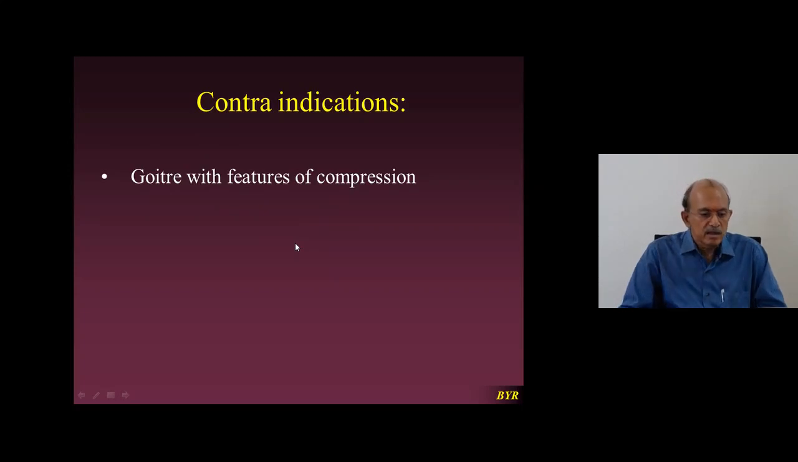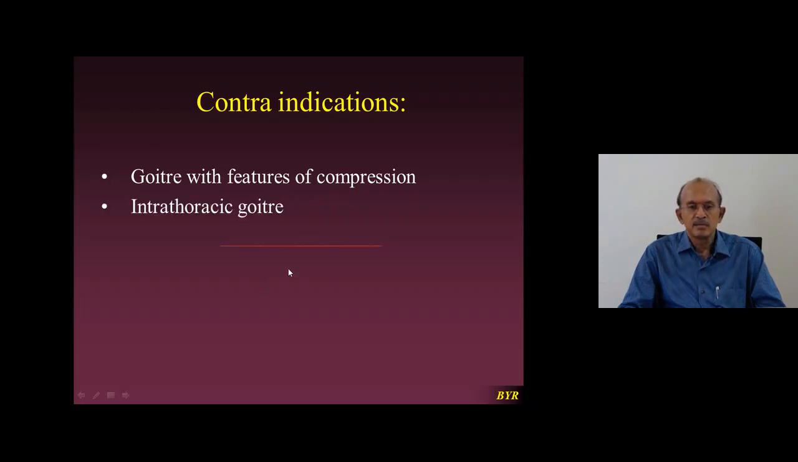With antithyroid drugs, the size of the goiter increases. Why? Because you are blocking thyroid hormones, so the thyroid hormones get decreased. So with that, TSH will increase. That will cause hyperplasia and hypertrophy of the gland. That is why whenever you give medical treatment, there is a chance of increase in size of the gland causing compression. Of course, intrathoracic goiter also, for the same reason, you should not prescribe the medical treatment.